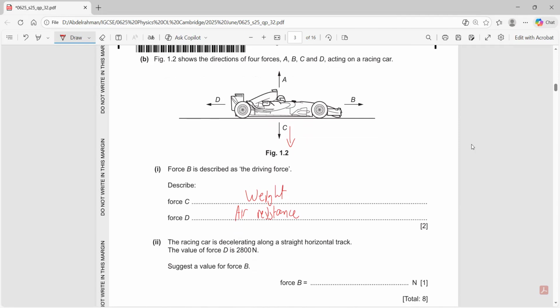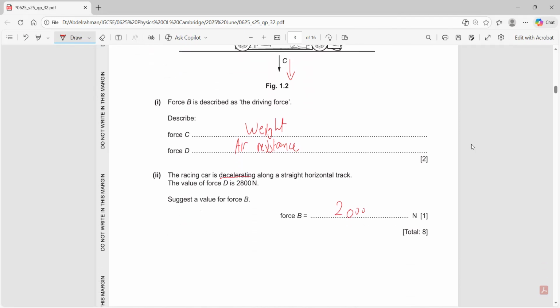The racing car is decelerating, so if it's decelerating and the value of D is 2800, deceleration means that the resistive forces are greater than the driving force, so basically you need any number less than 2800. So you might say 2000 newtons, which is less than 2800 newtons.